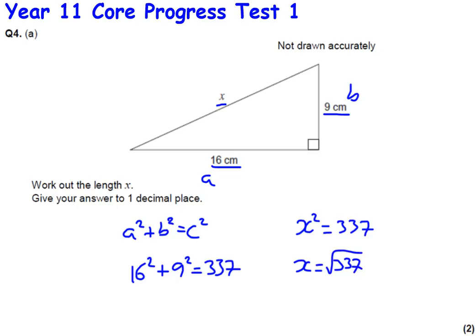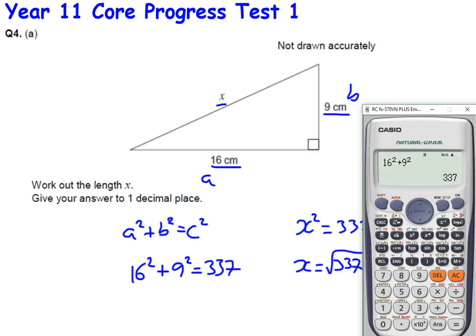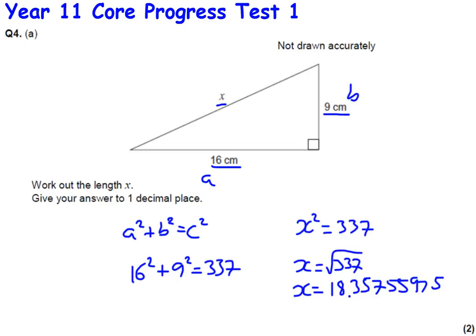So using our calculator, we need to do the square root of 337 equals. Now sometimes we may need to press the SD button to turn it into a decimal. Now I'd always write everything on my calculator display onto my paper. So x equals 18.35755.975 centimeters. Now the question has asked us to round this to one decimal place.